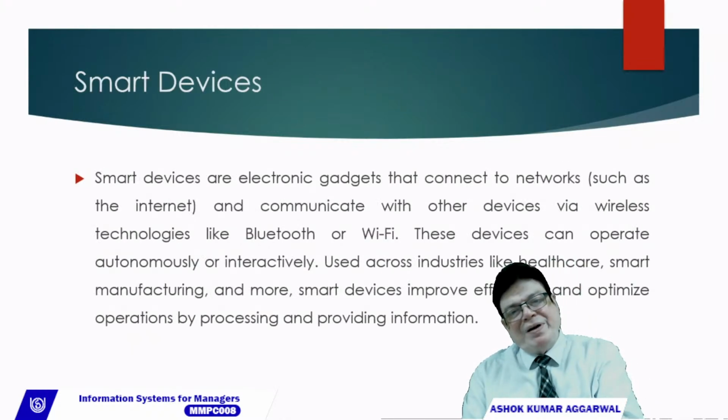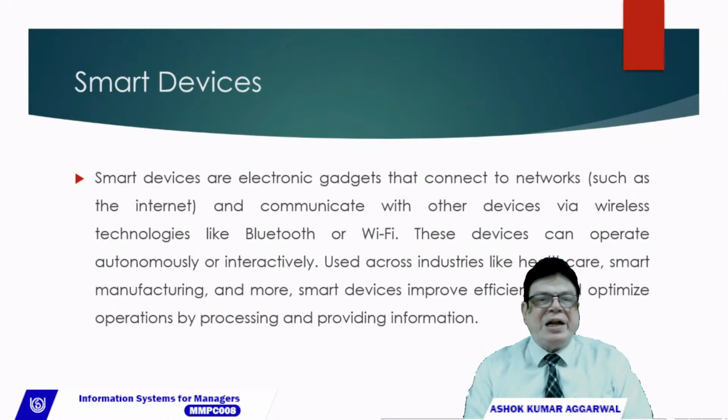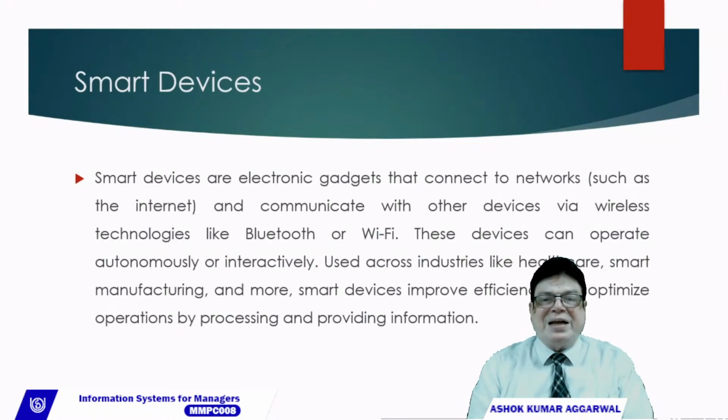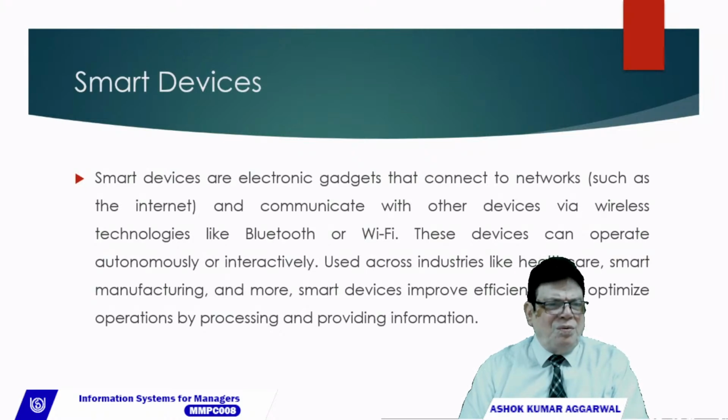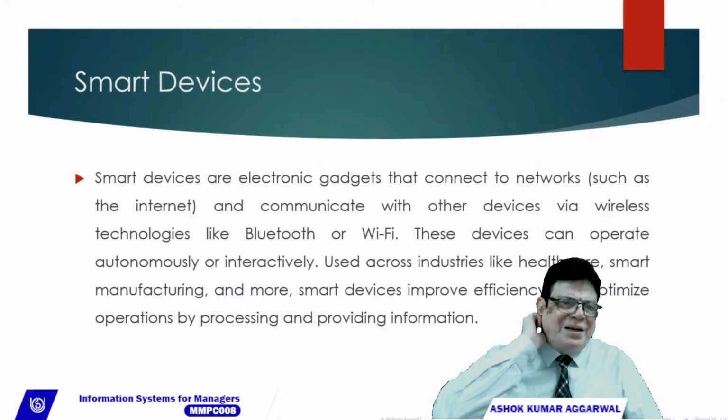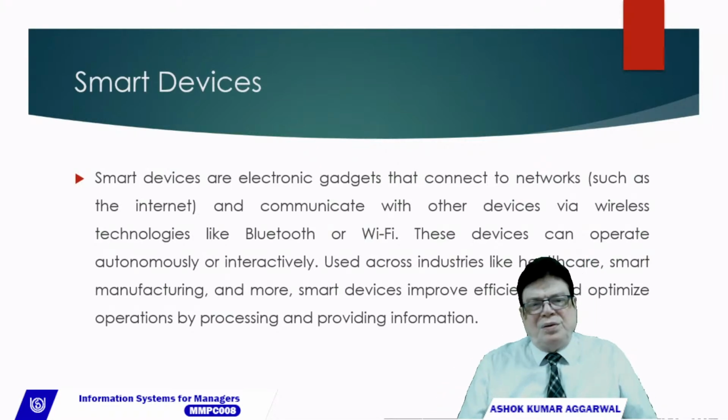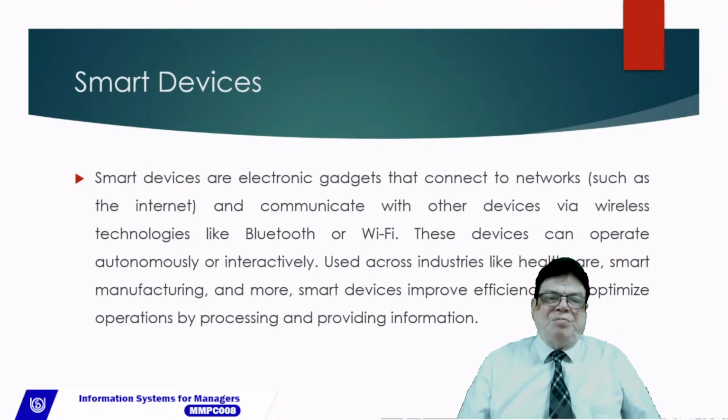Next, we come to smart devices. Smart devices are electronic gadgets that connect to networks such as the internet and communicate with other devices via wireless technologies like Bluetooth or Wi-Fi. These devices can operate autonomously or interactively, used across industries like healthcare, smart manufacturing, and more. Smart devices improve efficiency and optimize operations by processing and providing information.